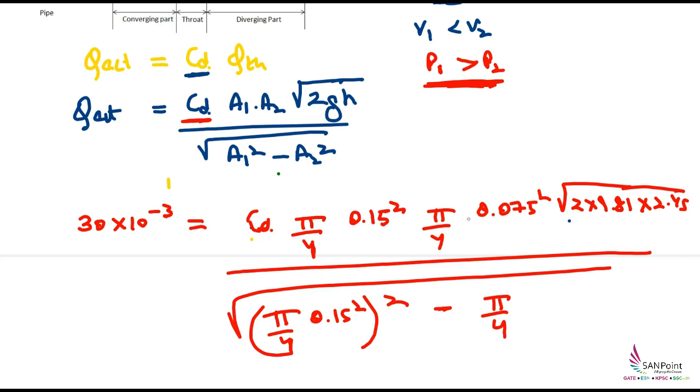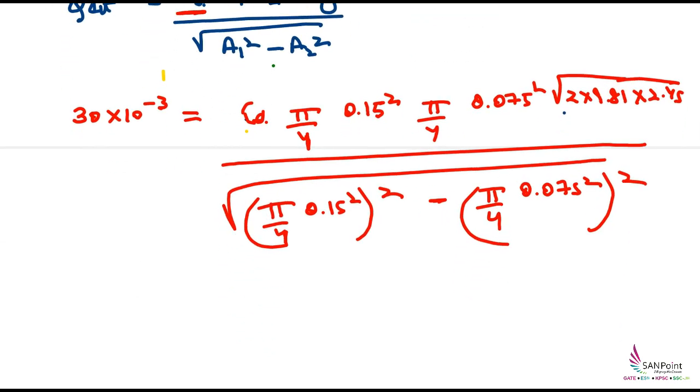Now A2 will be corresponding to D2. So D2 value is 0.075 square, and square of this value. So now we can calculate the value of CD using the calculator. Using the calculator we can obtain the value.